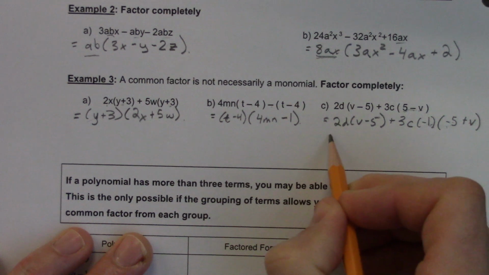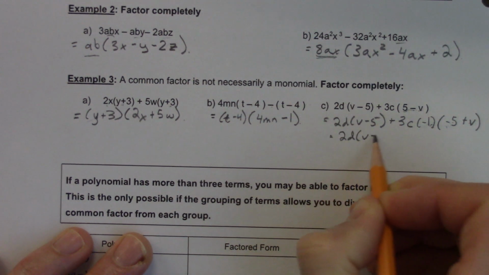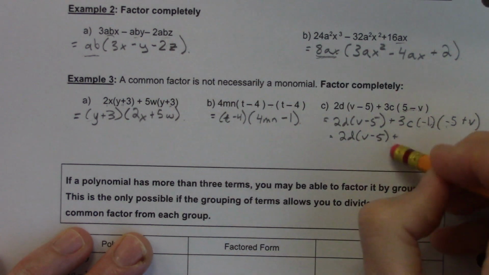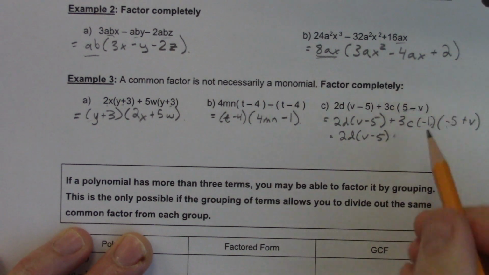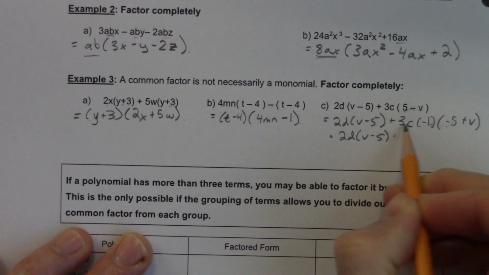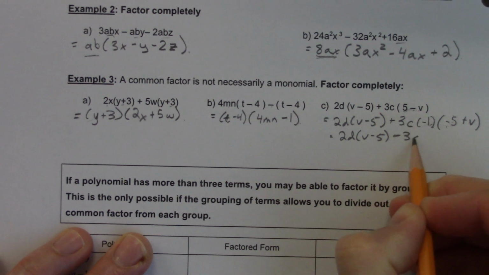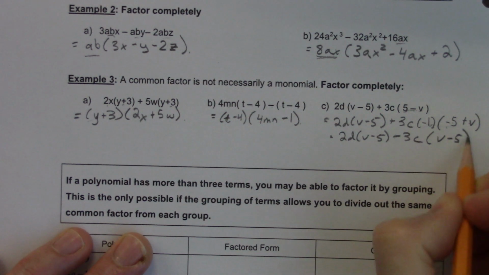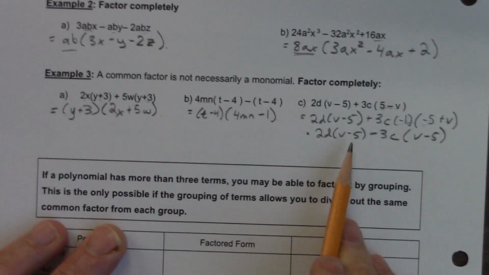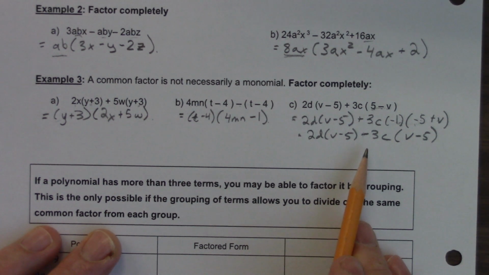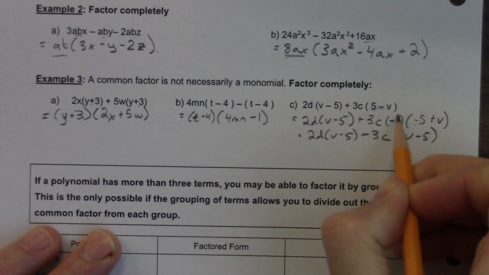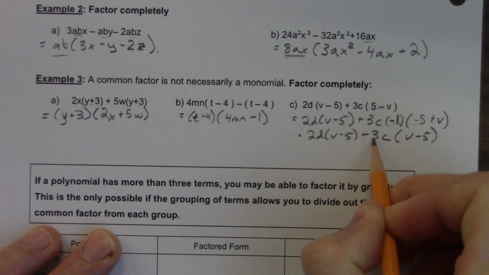So now if I rewrite this, plus what I'm actually going to get is this negative 1 turns this positive 3c into negative 3c. And then this I can rewrite with the v first minus 5. Does everyone understand how I got to here? How did you get negative 3c? Because this negative 1 times positive 3 becomes negative 3.